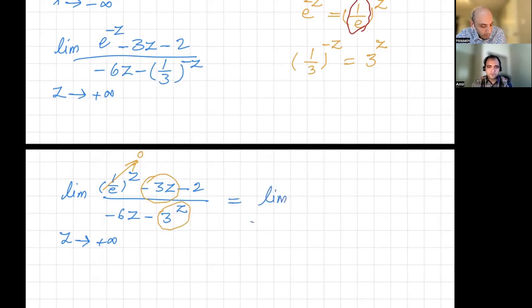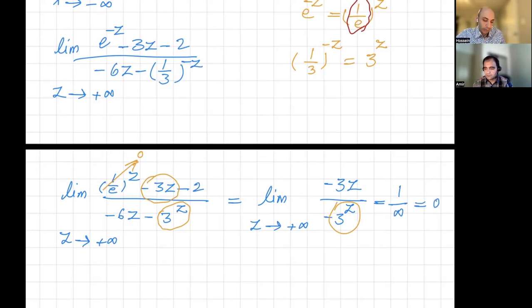So I have the limit as z approaches positive infinity of negative 3z on the numerator over negative 3 to the power of z on the denominator. Here, the denominator is the dominating term. It's going to grow faster because the base is greater than 1, which is 3 to the power of z. So it's going to be 1 over infinity, which is 0. And this eventually goes to 0.